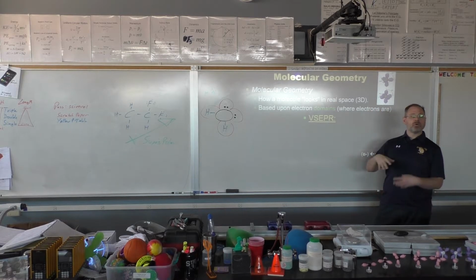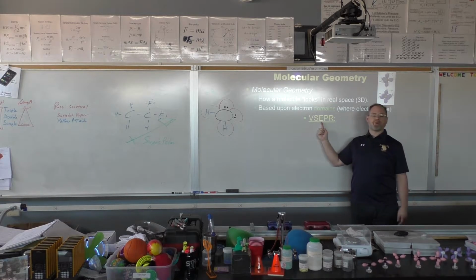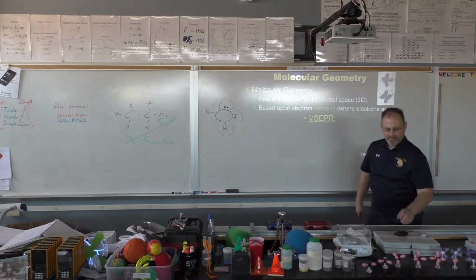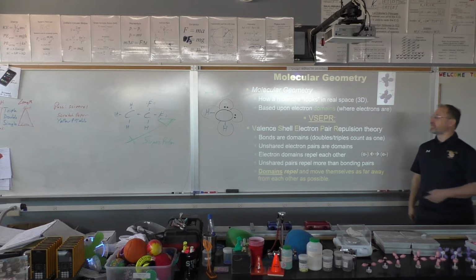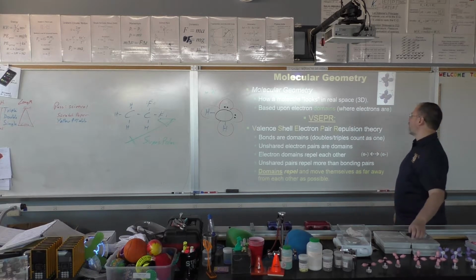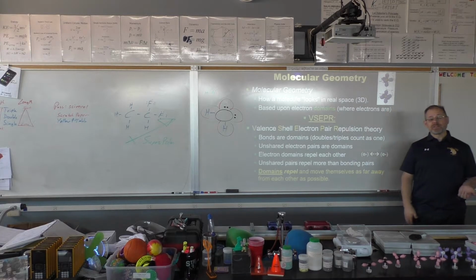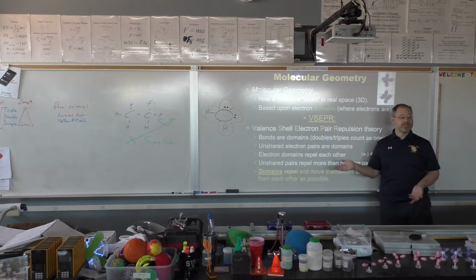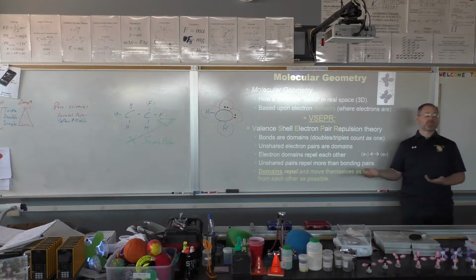So VSEPR is an acronym. Now this talks about how they repel. What do you think the E in VSEPR is? Electrons. And electrons always come in pairs. And what do electron pairs do? Repel. And where do you find those electron pairs? In the valence shell. So VSEPR is valence shell electron pair repulsion. And the idea is quite simply, dots or sticks are domains, and those domains repel each other.